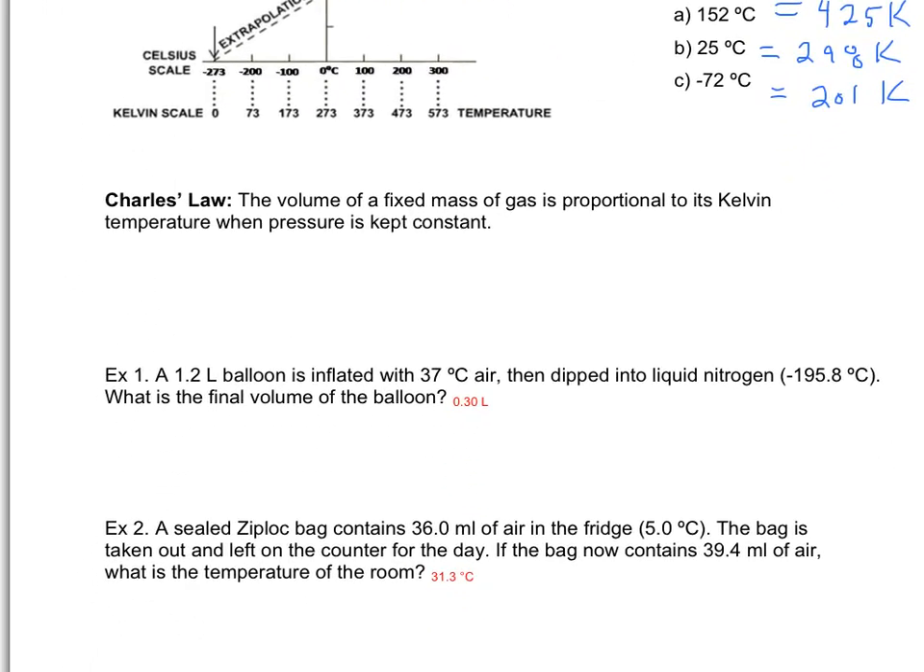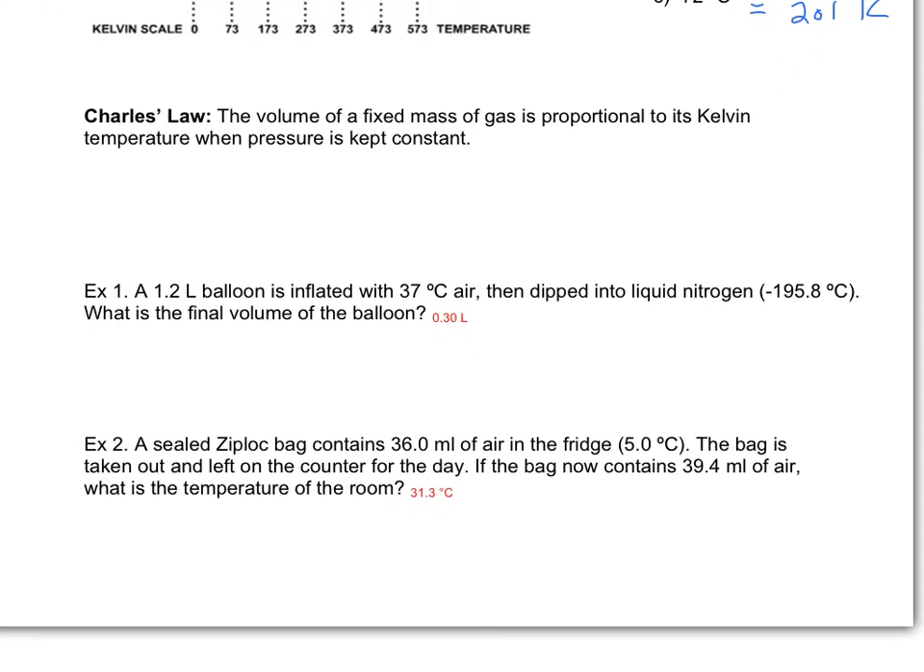Let's look at the formal definition of Charles's law. It states that the volume of a fixed mass of gas is proportional to its Kelvin temperature when pressure is kept constant. It's really important to note that this relationship only is true if you're comparing kelvins and volume. Mathematically, we can represent this using the proportionality statement V varies with T. Because it's a direct relationship, volume and temperature will be in the same place, both in the numerator of this equation.